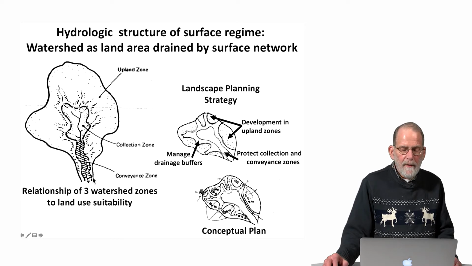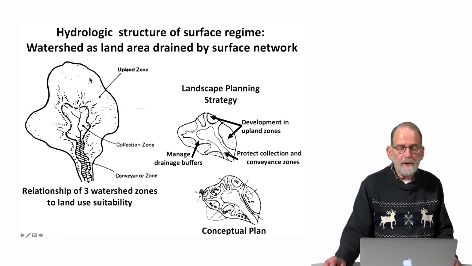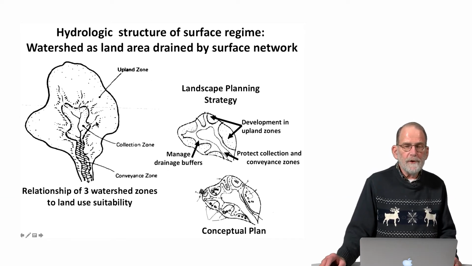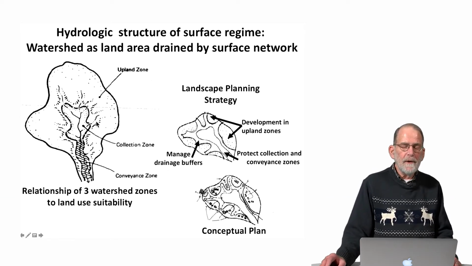They have a land area of watershed that contributes precipitation inside of this line that I'm tracing now. So this is the watershed of the hydrologic network. And within that watershed, we can talk very broadly about three different zones.